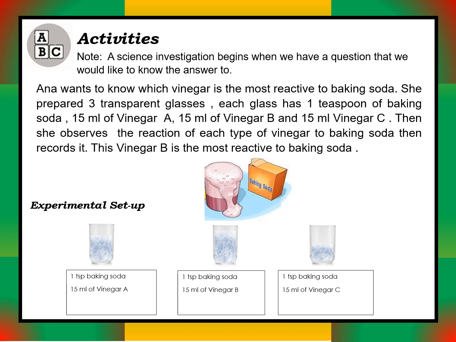So this is the first glass. 1 teaspoon of baking soda in 15 ml of vinegar A. 1 teaspoon baking soda, 15 ml of vinegar B. 1 teaspoon of baking soda, 15 ml of vinegar C. All right.